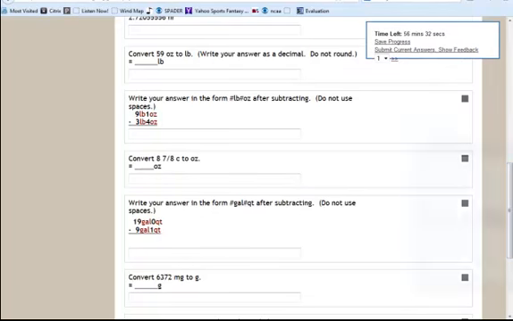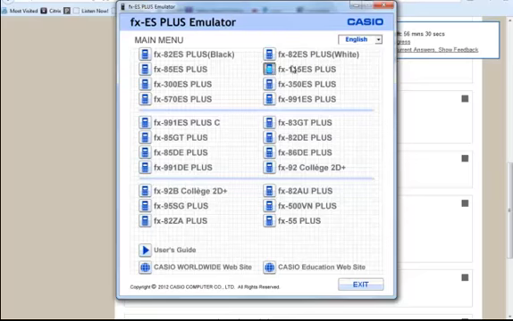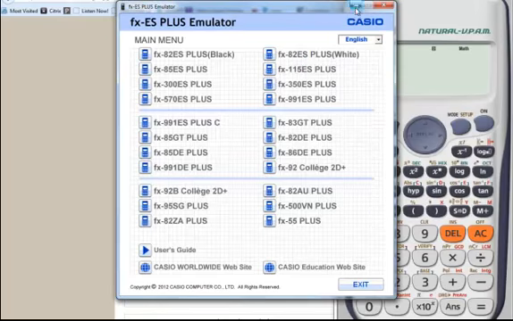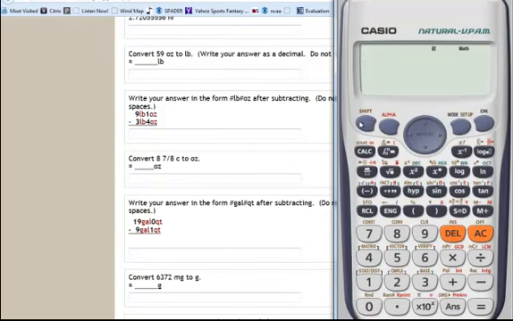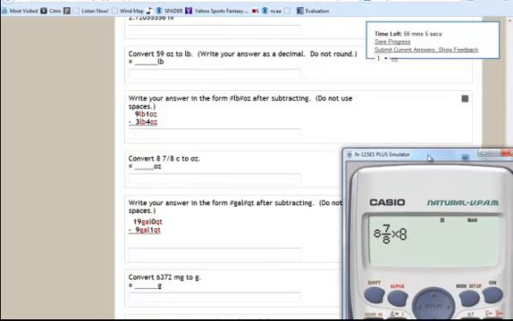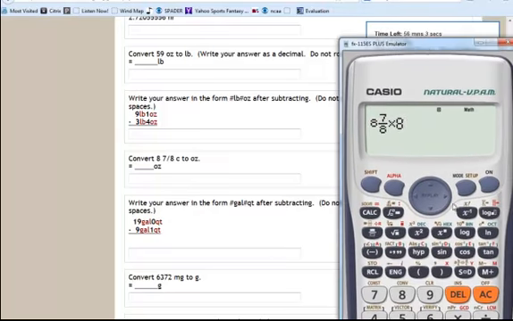Next one, I just deleted my calculator. Shift fraction 8 and 7/8, and since there's 8 ounces in a cup, we want to multiply by 8, and that will give us the number of ounces. Next one.